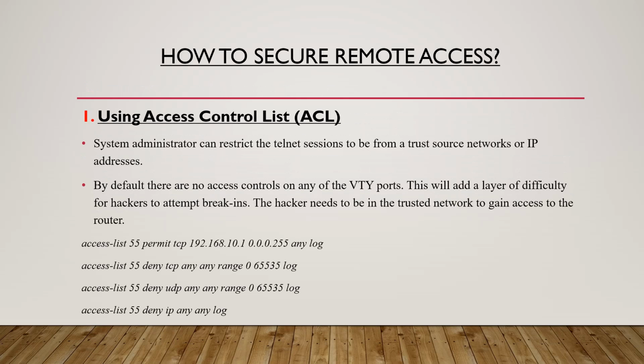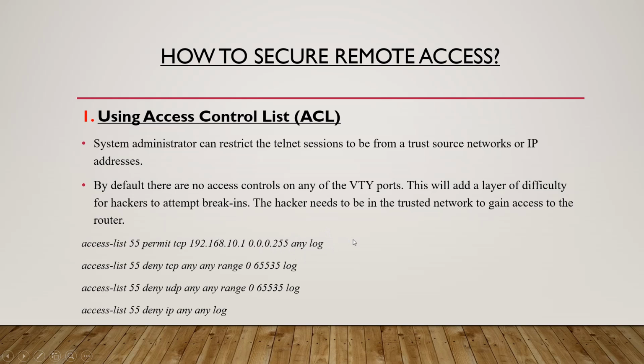After all this, the question comes: how can we secure remote access? First is using an ACL, an access control list. The system admin can restrict the telnet session to be from a trusted source network or an IP address. By default, there is no access control on any virtual terminal ports. This will add a layer of difficulty for hackers to break. The hackers then need a trusted connection to access the router. There is a command below. This access list will permit the TCP protocol with the IP address of 192.168.10.1 and the inverse of the subnet mask 0.0.0.255.